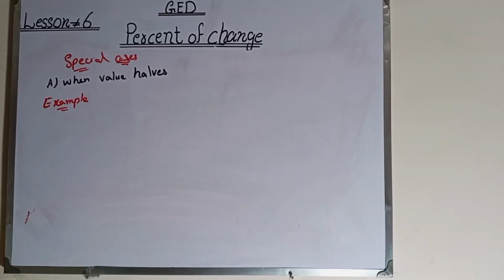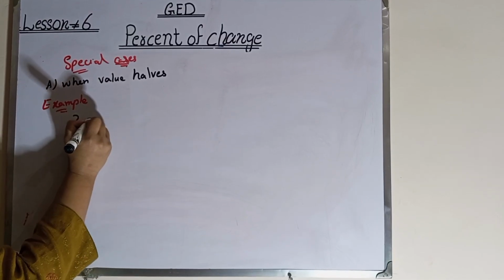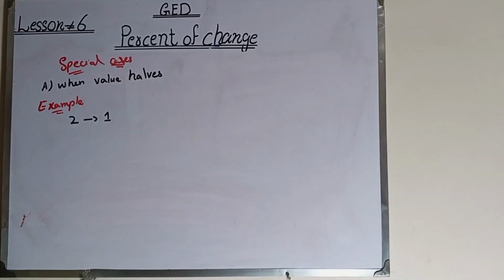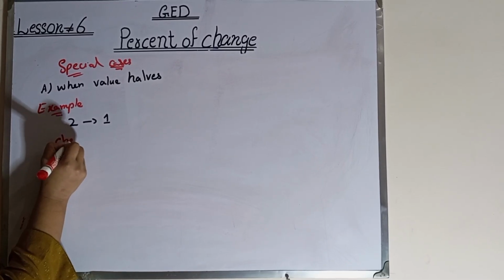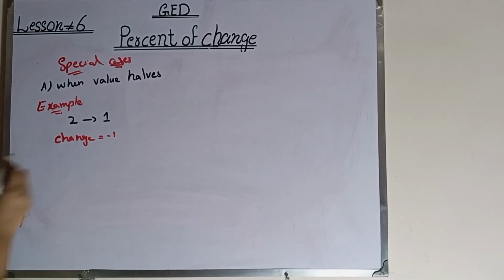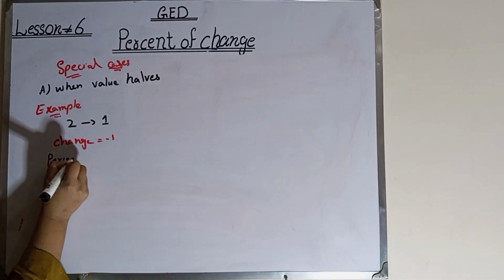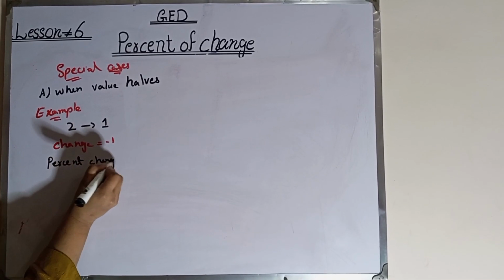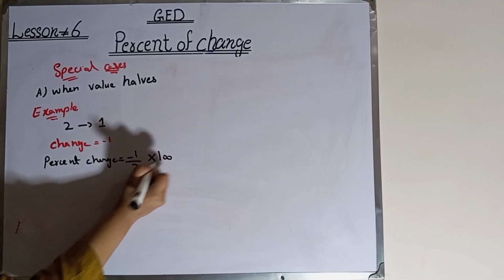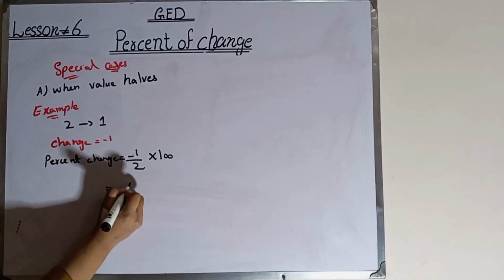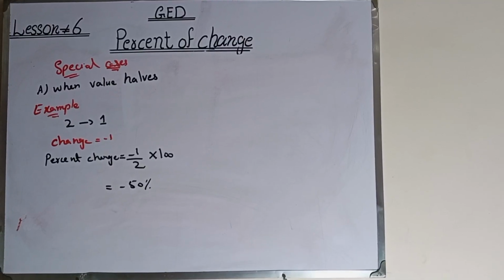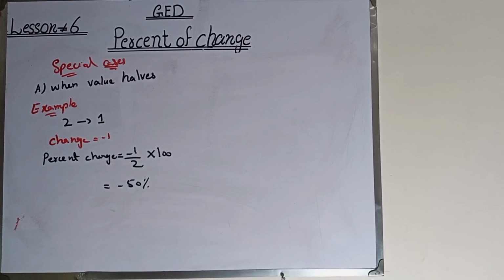Now, for example, 2 decreases to 1, then our change is minus 1. Then percent change is equal to minus 1 divided by 2 multiplied by 100. Then it will be minus 50%. It means something is halved, it is a 50% decrease, not 100%.